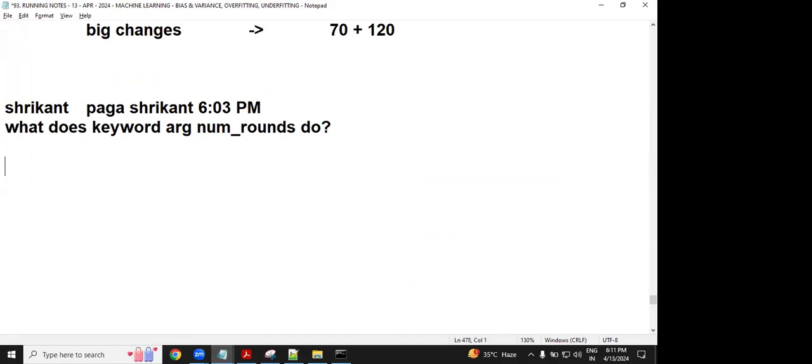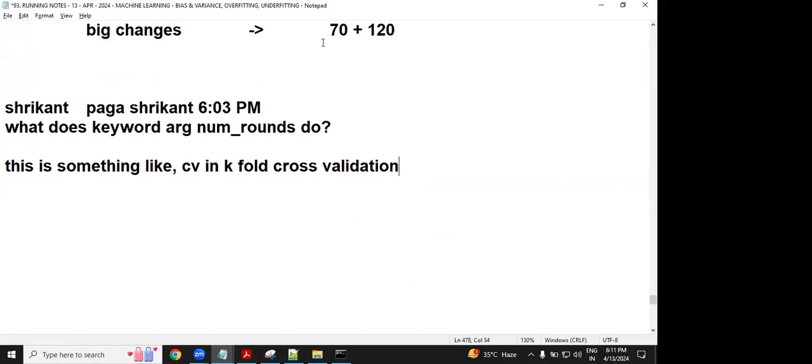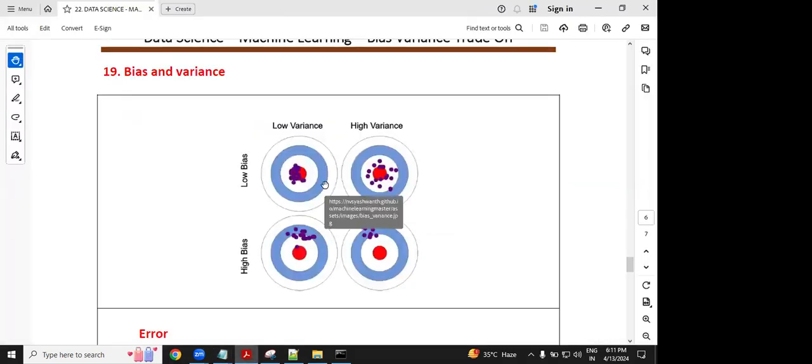So this is something like the CV value in K-fold cross validation. Do you know the CV value? If you don't know, it is okay. Sir, there are some different layers. I would like to say this is one boundary, second boundary. I hope you know archery.